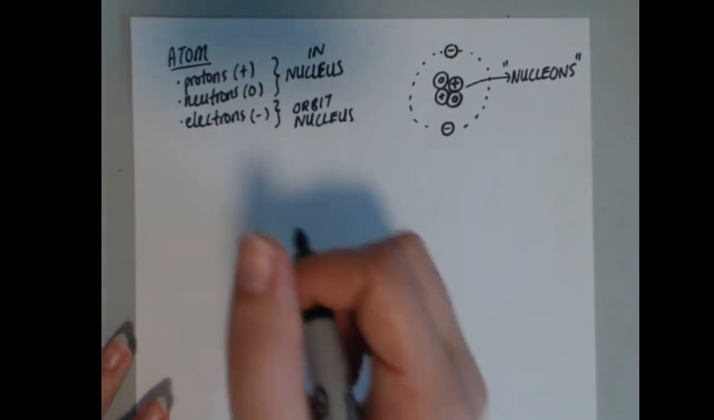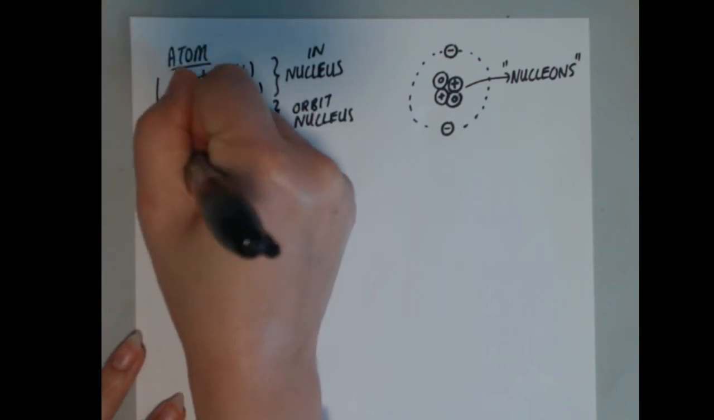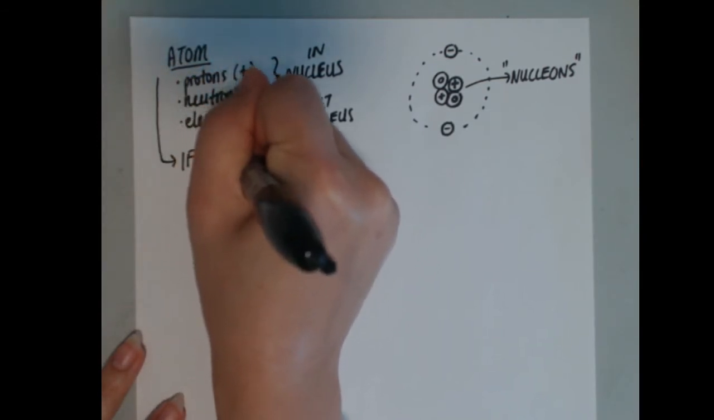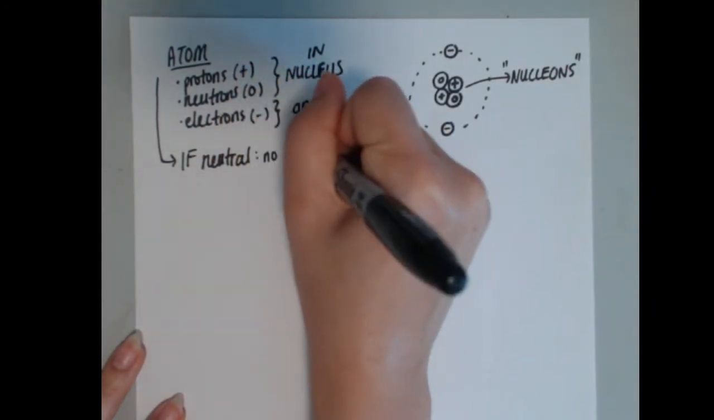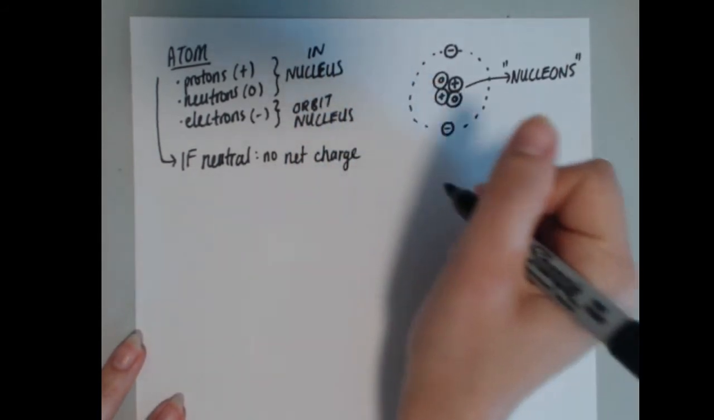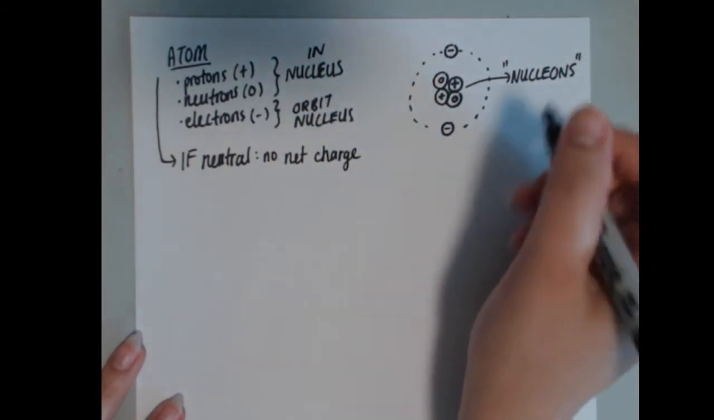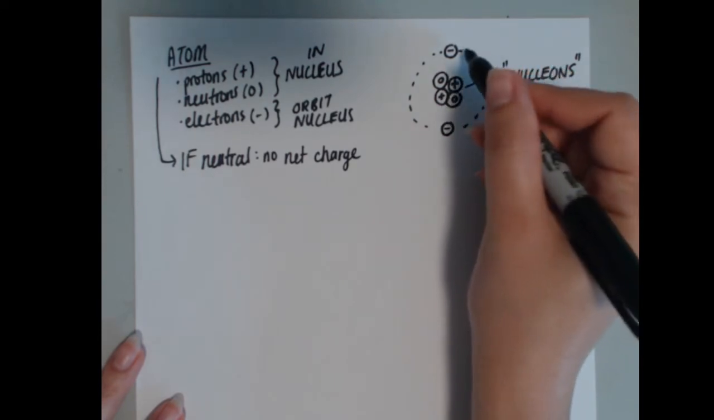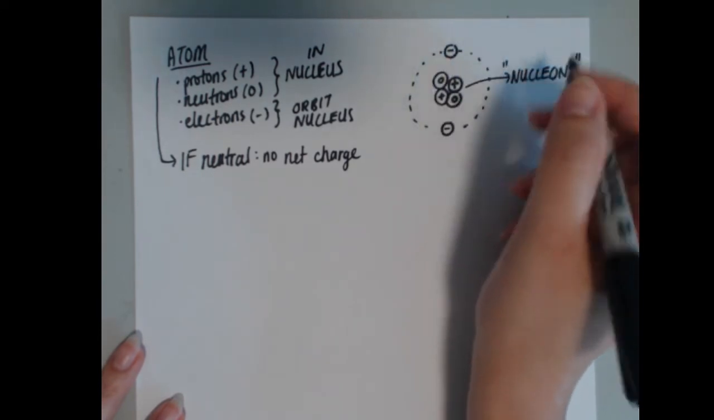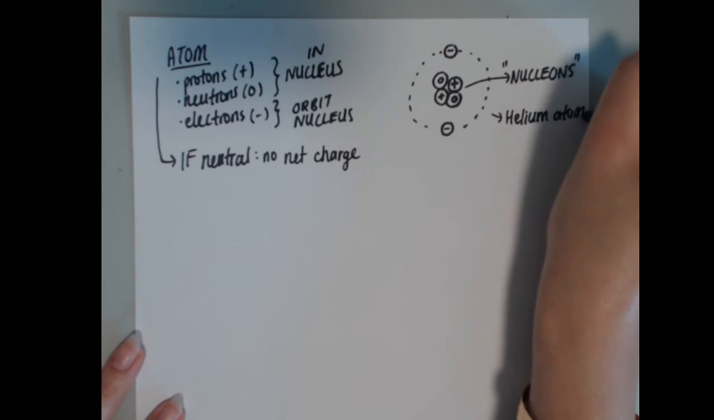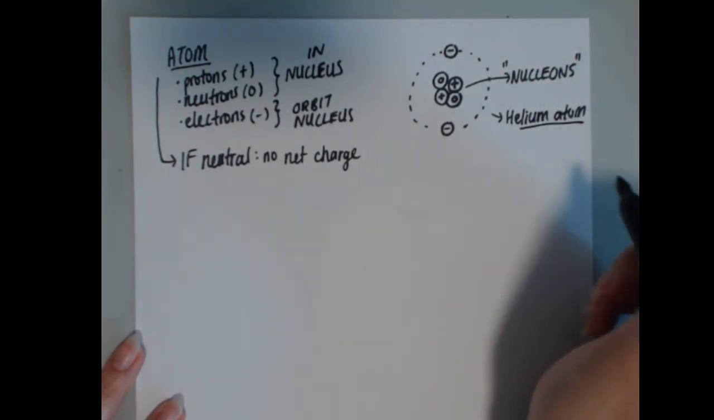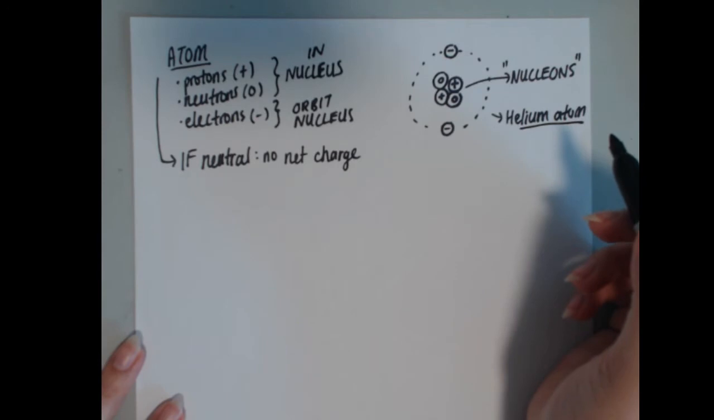Now, generally speaking, if the entire atom is neutral, then that means there is no net charge. No net charge means it has a charge of 0. So if it has 2 positive charges, it has to balance that with 2 negative charges. So overall, this helium atom has an overall charge of 0. If it has more electrons than protons, then it would have an overall negative charge. If it has fewer electrons than protons, it would have an overall positive charge.